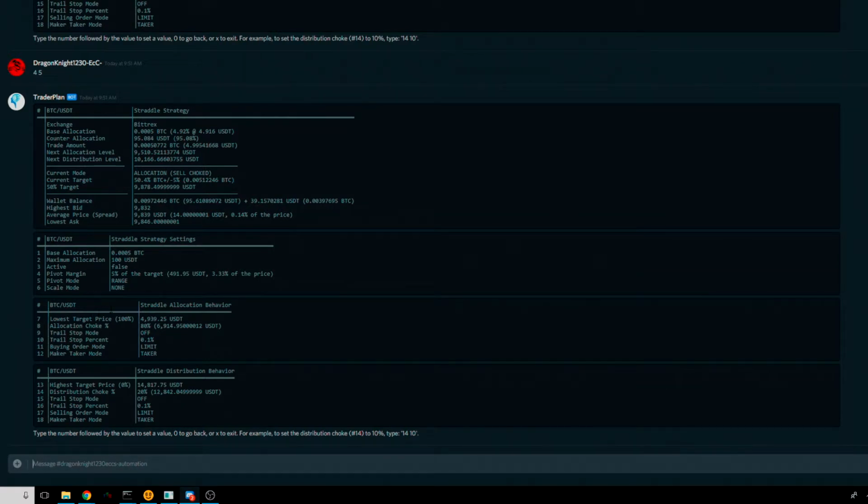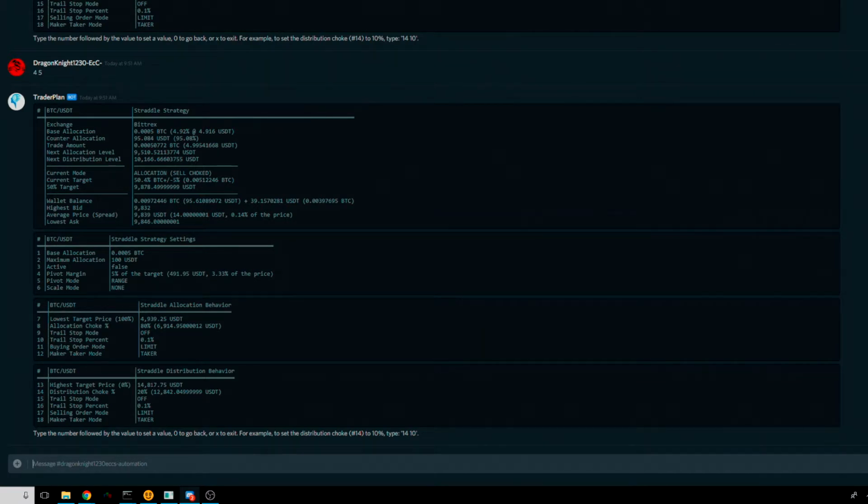So now we get on to the allocation behavior. Number 7, lowest target price. What I do here is I always like to put in what I think the market bottom is. So what's the minimum I think BTC will go to.